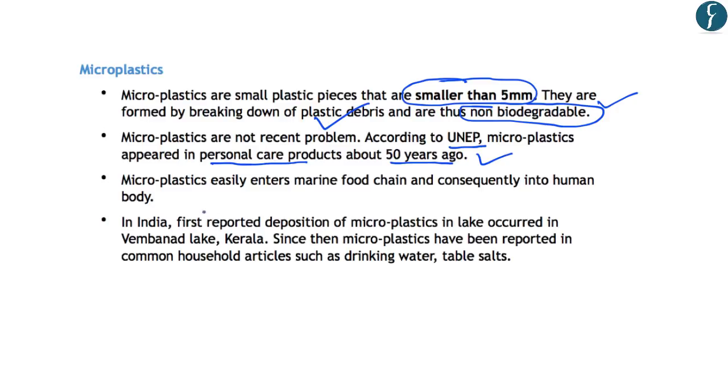Further, you should note that in India, the first reported deposition of the microplastics occurred in the Vembanad Lake in Kerala. And most of the times it has been reported that common household articles like drinking water and table salts contain microplastics. And these are dangerous for the human body.